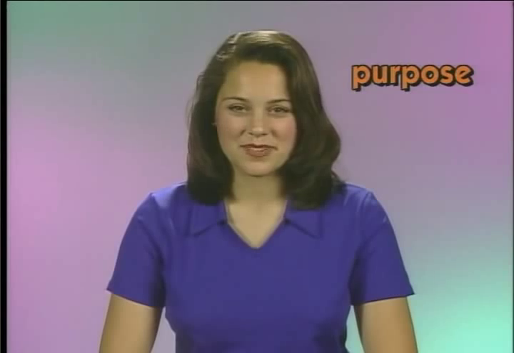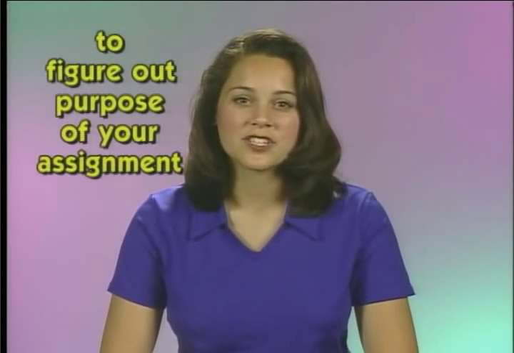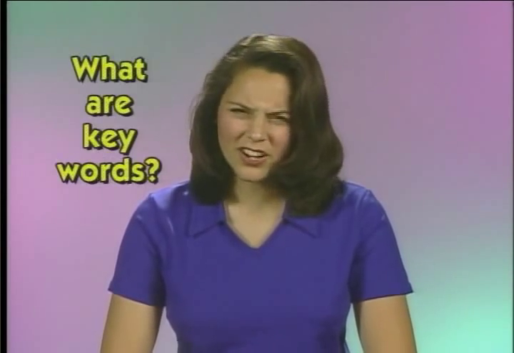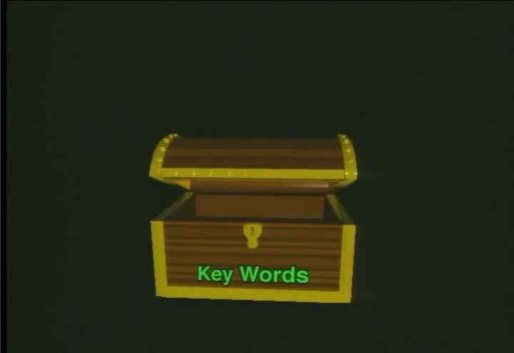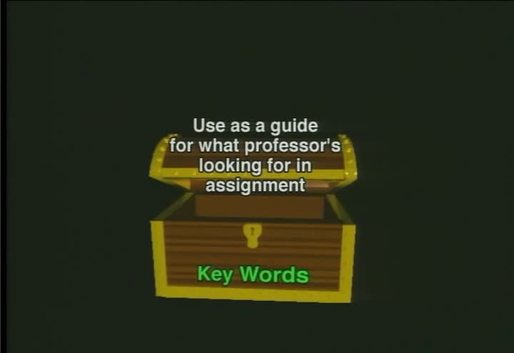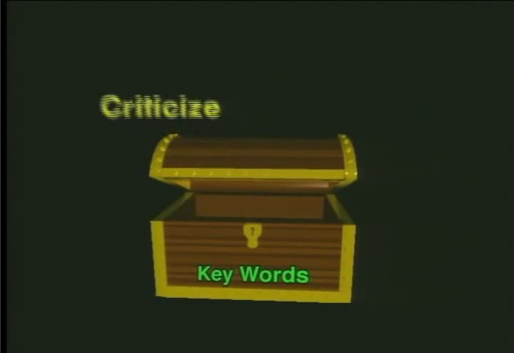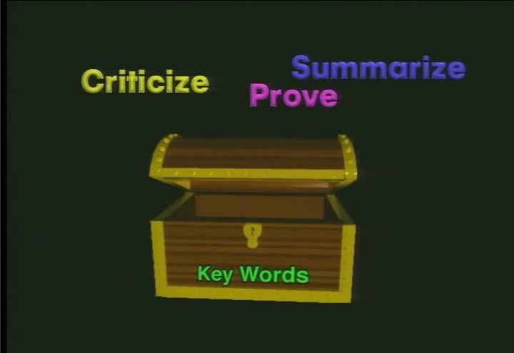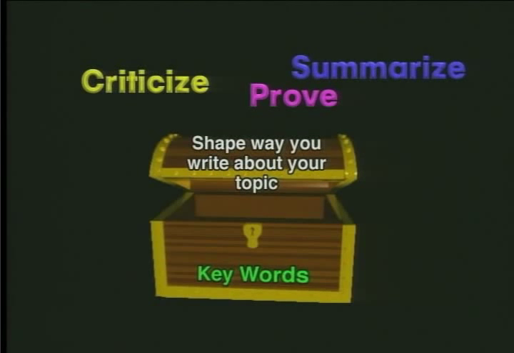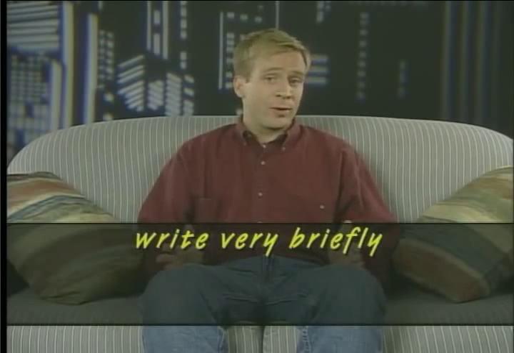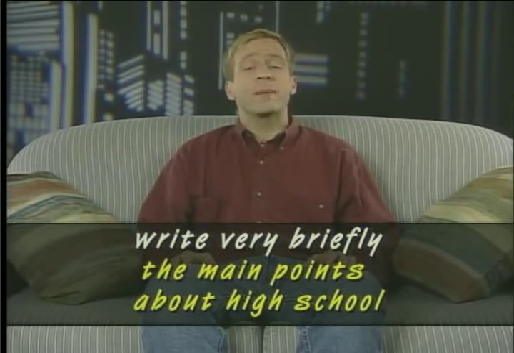We'll start with purpose. A good way to figure out the purpose of your assignment is to look for key words. What are key words? Well, there's please and thank you. Oh, and pardon me. Actually, these are words you can use as a guide for what the professor's looking for in the assignment. Some examples of keywords are criticize, prove, and summarize. These keywords shape the way you write about your topic. For example, if Nathan was asked to summarize his high school environment, he would write very briefly, about a paragraph or so, the main points about high school.